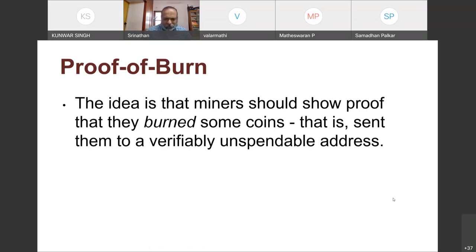So what is proof of burn? The idea is the miner should give proof that they burned some coins. And what do you mean by burn some coins? The easiest way to burn a coin is to send it to a dead address. Create a dead address which is only allowed to take in coins but never give out the coins. And that is as good as giving a proof that you have burned the coin, by showing that I have paid my coin to the dead address and therefore I have burnt my coin. So clearly, the person who burned the highest number of coins will be the person who is chosen.